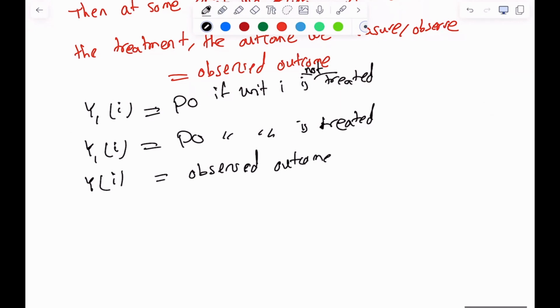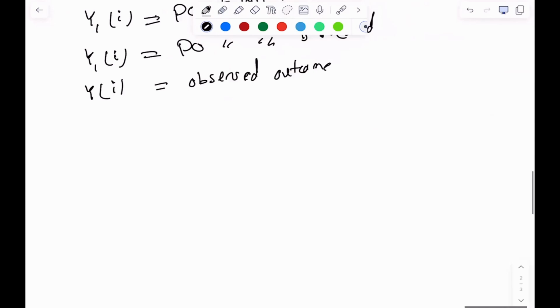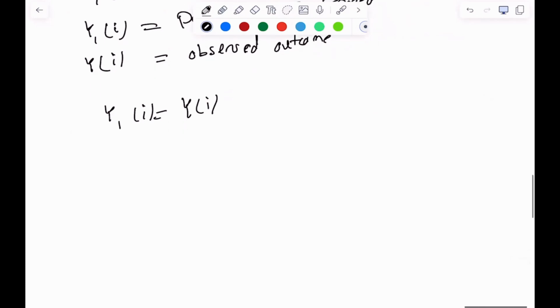So we decided at some point to do the experiment, and we realized the unit I actually received the treatment. If the unit I receives the treatment, the outcome that we observe is called the observed outcome. In that case, for unit I that receives the treatment, y subscript 1 I is equal to yi. And that's the relationship between potential outcome and observed outcome. Okay? For those who receive the treatment, the potential outcome, had they received the treatment, is equal to the observed outcome. This is one of the most important things you need to realize.